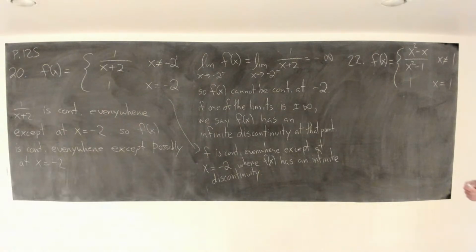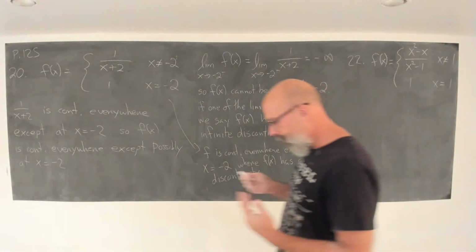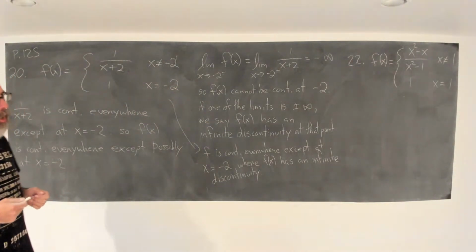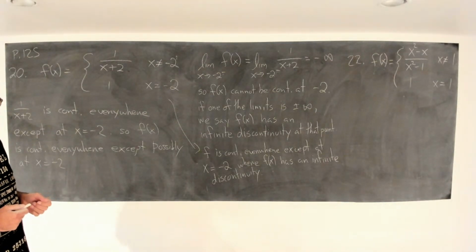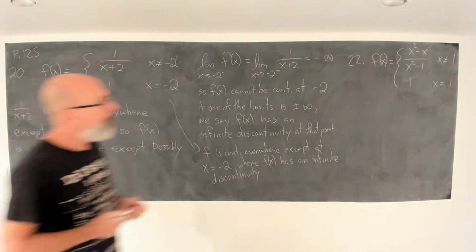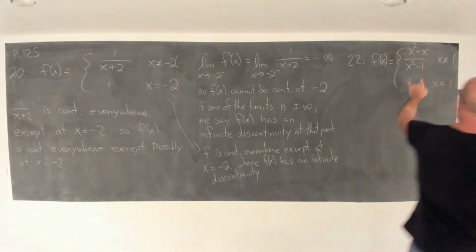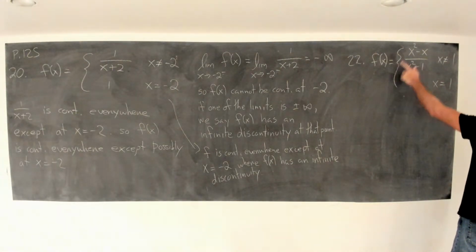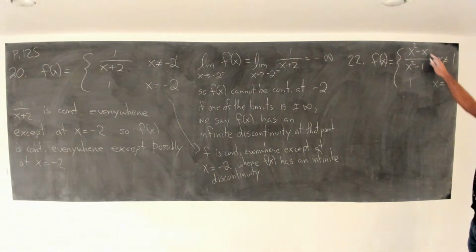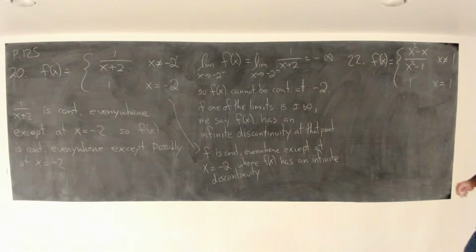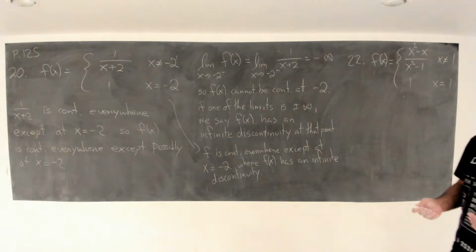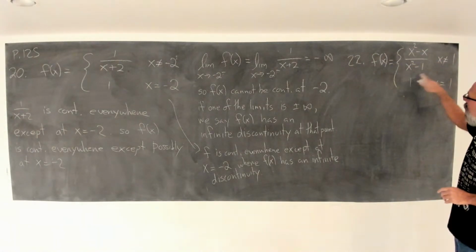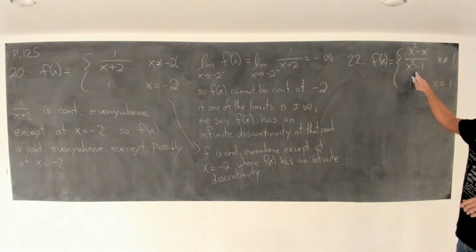Consider this, and let's ask ourselves, what can we say about the continuity of the function? Well, the function is essentially this function everywhere except at 1. So this function is a quotient of polynomials. It's a rational function. So immediately, this is going to be continuous everywhere the denominator is not 0.